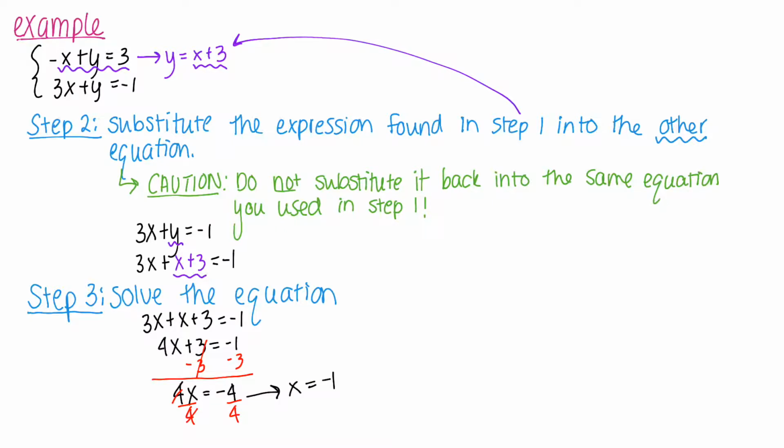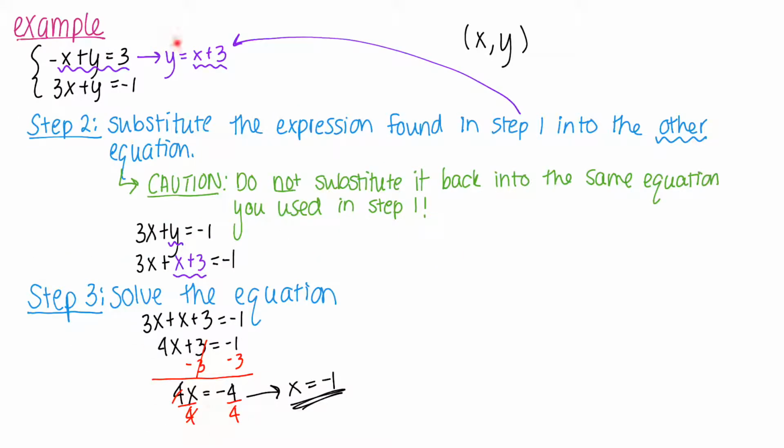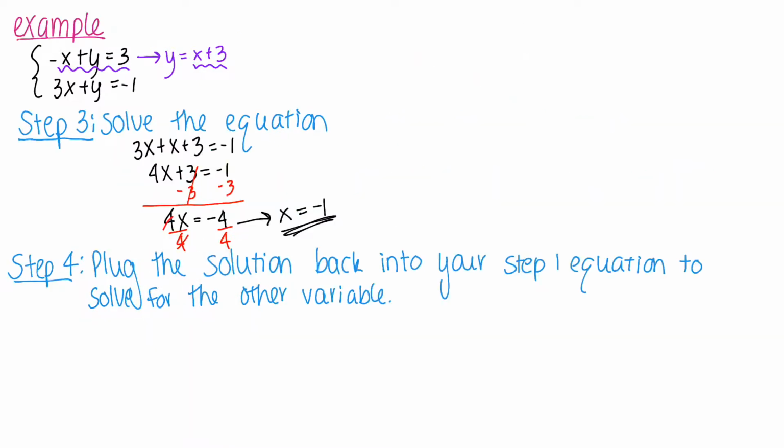So we know we're looking for an answer that looks like this, x comma y. We have now found the x portion. We just need to find the y portion. So let me move things around a little bit, having this portion right here and this portion here, making room for the next step. So we have x equals negative 1. Our next step is plugging the solution back into your step 1 equation to solve for the other variable.